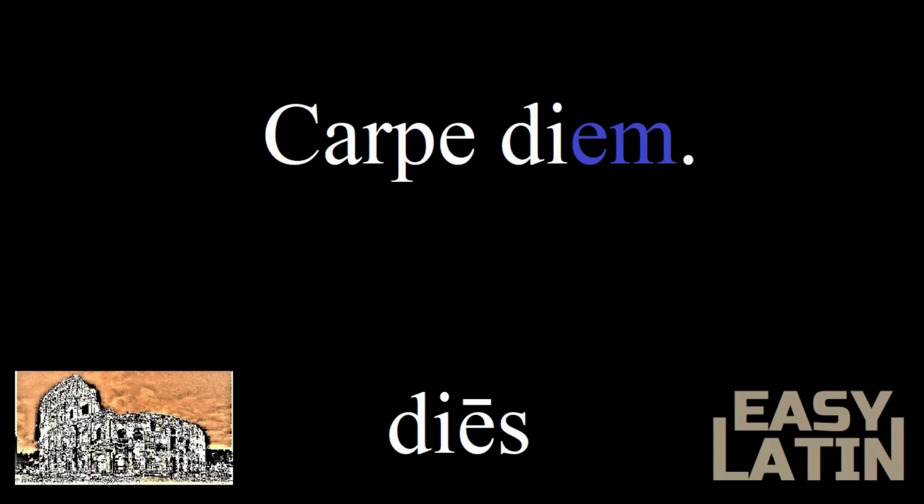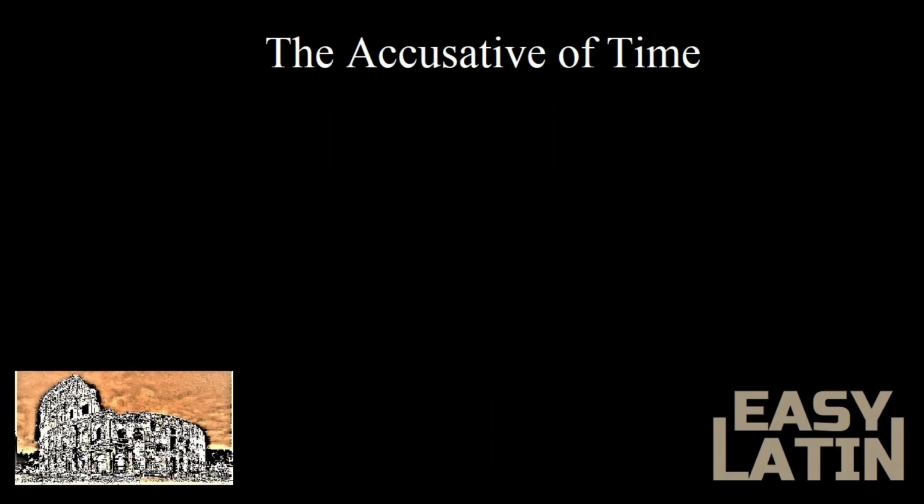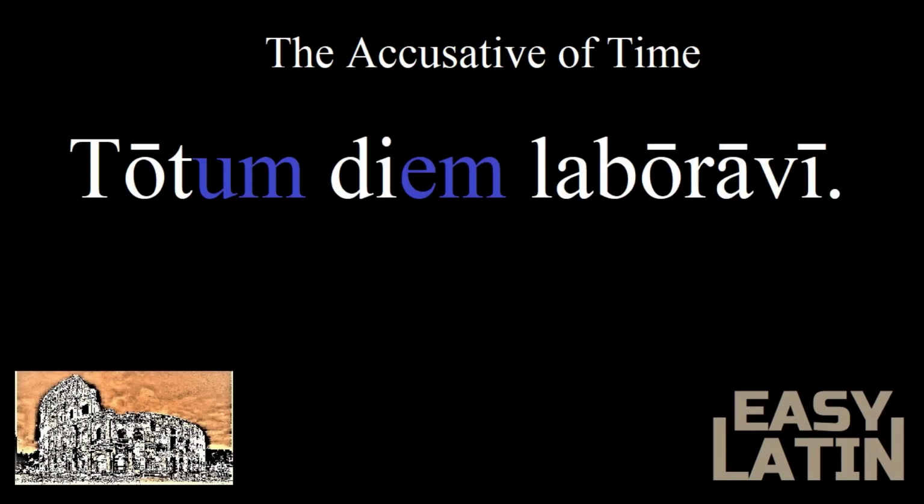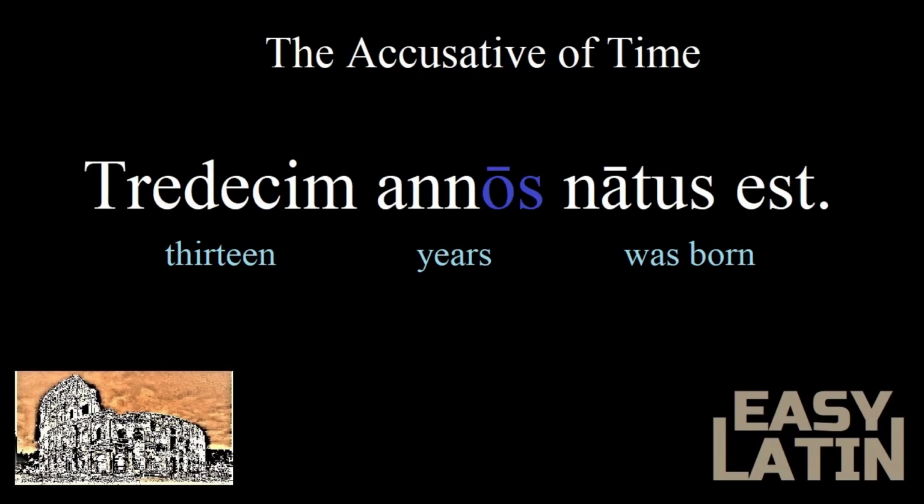But this makes a good segue into the next use of the accusative of time. To indicate a duration of time, we use the accusative, as in totum diem laboravi. I worked all day. Here, diem is not the object of the verb. He was not working the day, or something like that. Try to figure out the next sentence. Tres decem annos natus est. This literally means he was born for 13 years. But it's the way of saying he is 13 years old.